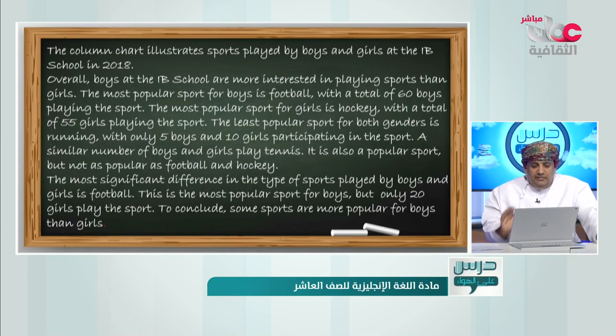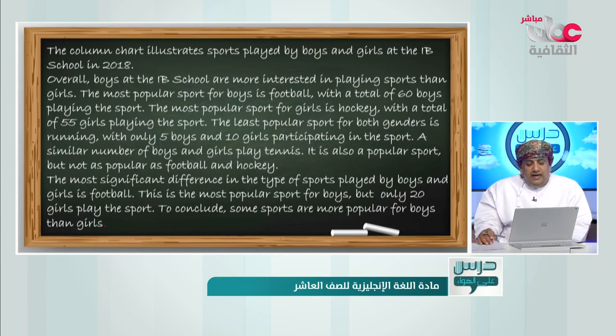Overall, boys at the IB school are more interested in playing sport than girls. The most popular sport for boys is football, with a total of 60 boys playing the sport. The most popular sport for girls is hockey, with a total of 55 girls playing the sport. The least popular sport for both genders is running, with only 5 boys and 10 girls participating in the sport. A similar number of boys and girls play tennis. It is also a popular sport, but not as popular as football and hockey.